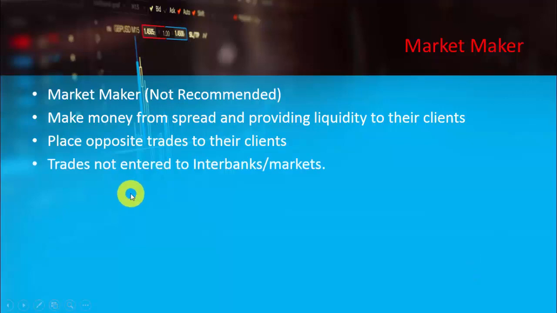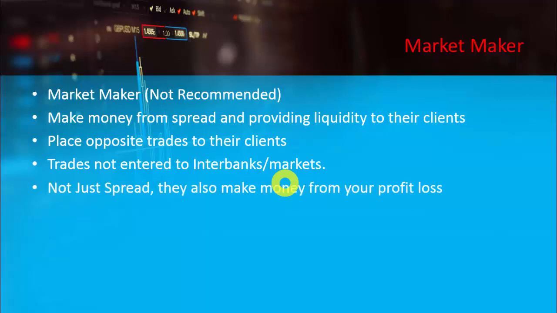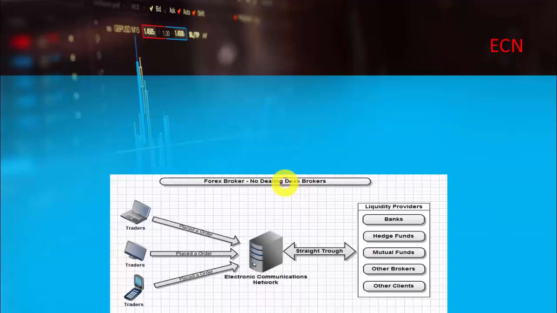Okay, and here in this market maker broker, your trades are not going to be entered into the world market, into the interbanks. As I have already explained, they will place an opposite trade towards you. And here trades always remain within the scripts of this market maker broker, within its technology. Okay, so they are not just making money from spread, they are also making money from your profit and loss. So this is the reality of market maker broker.